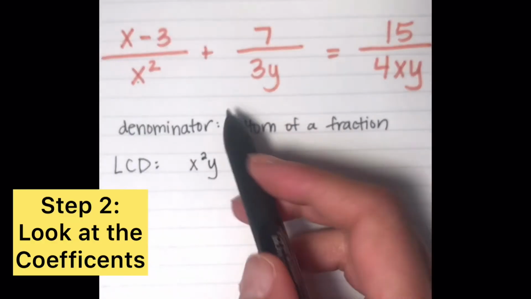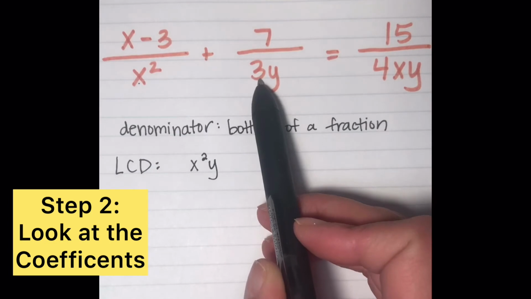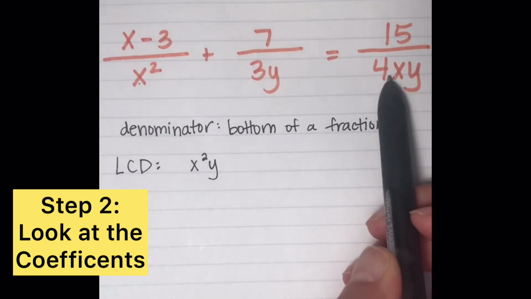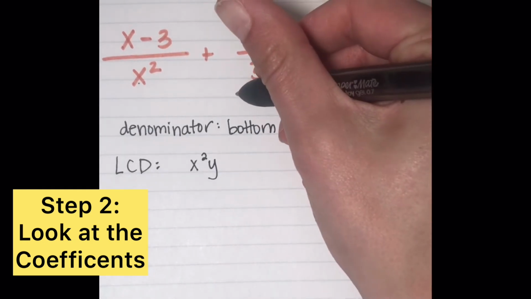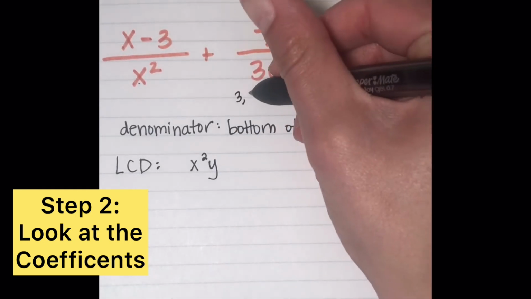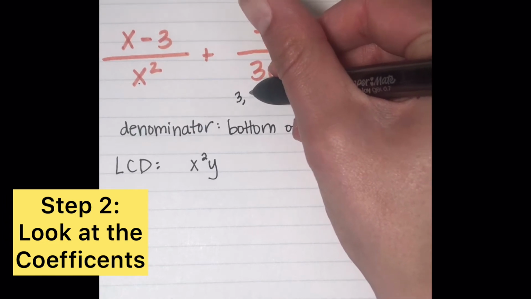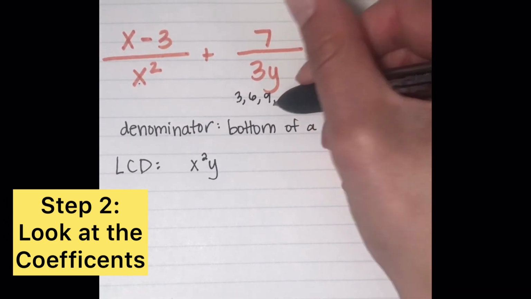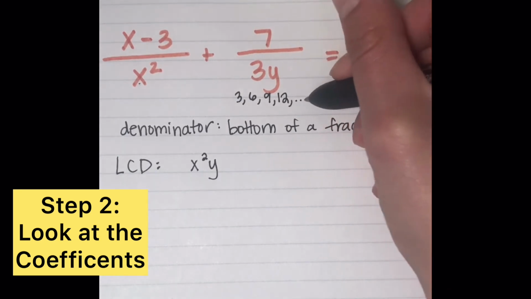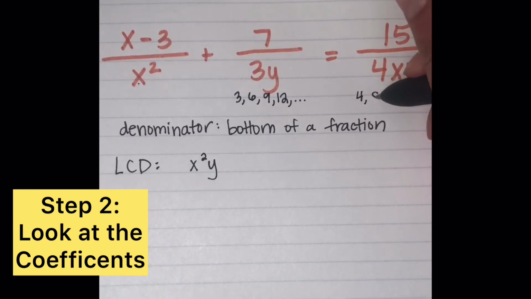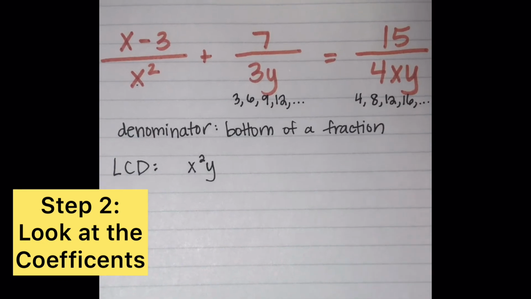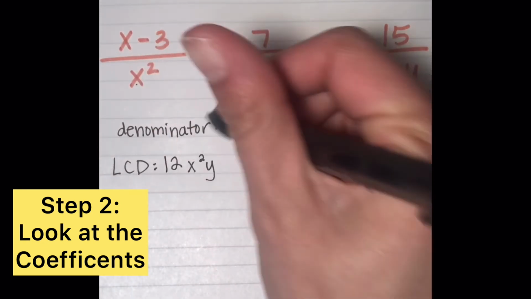The last thing I like to look at is the first numbers. And so we've got a 3 here and a 4 here. So the coefficient is 3, coefficient is 4. Multiples of 3 would be 3, 3 times 2 is 6, 3 times 3 is 9, 12, and so on. Looking at 4, we've got 4, 4 times 2, 4 times 3, 4 times 4, and so on. The smallest thing that they both have in common would be 12, and so we know our least common denominator is 12.